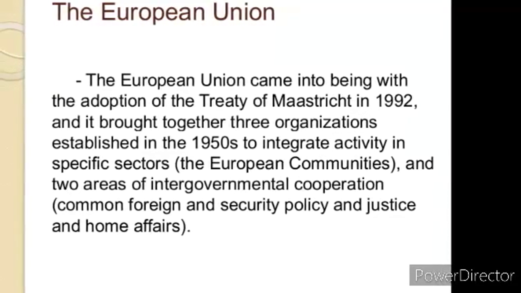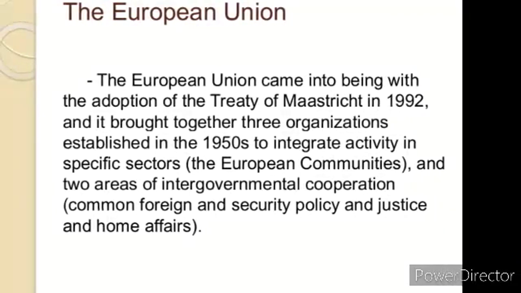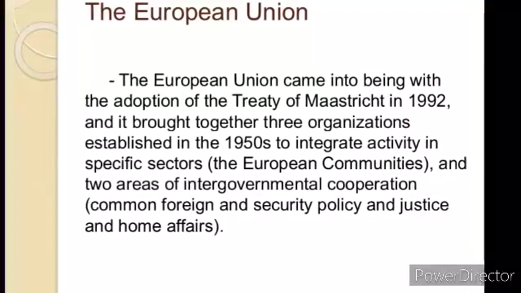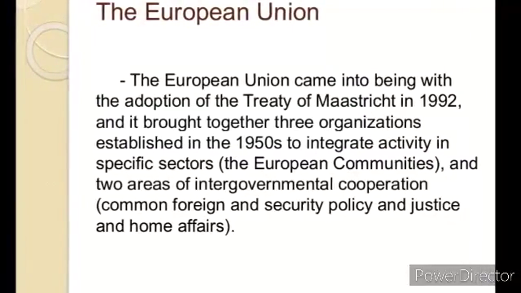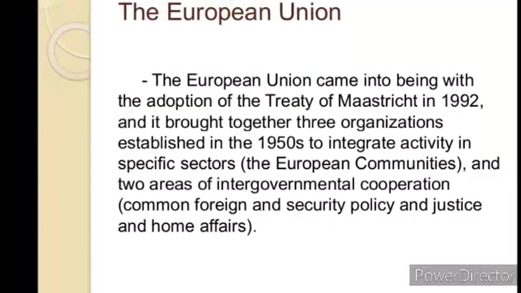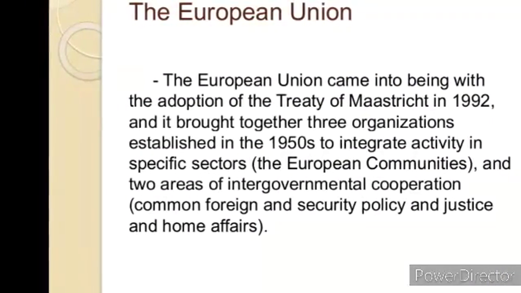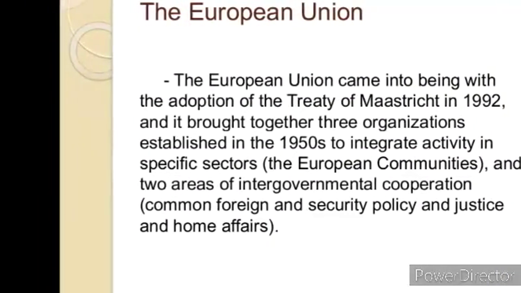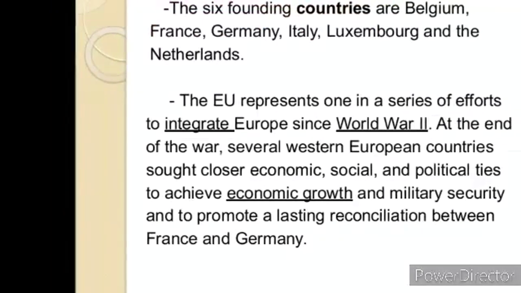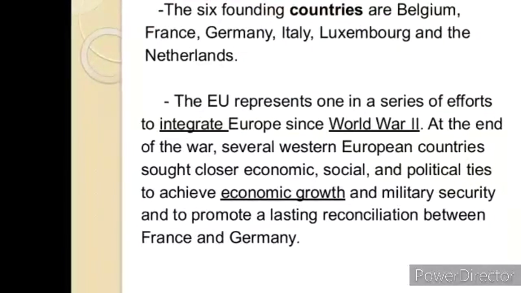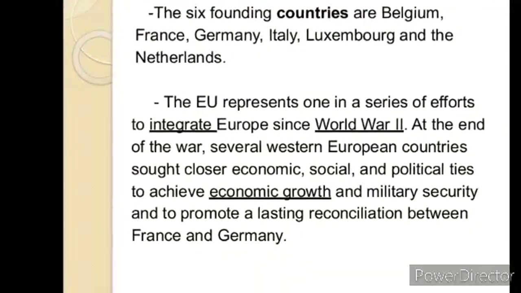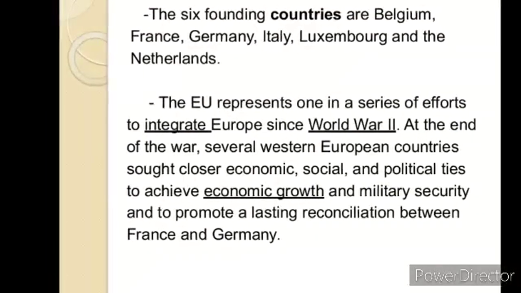The European Union. The European Union came into being with the adoption of the Treaty of Maastricht in 1992, and it brought together three organizations established in the 1950s to integrate activity in specific sectors, the European Communities and the two areas of intergovernmental cooperation, common foreign and security policy, and justice and home affairs. The six founding countries are Belgium, France, Germany, Italy, Luxembourg, and the Netherlands. The EU represents one in a series of efforts to integrate Europe since World War II.